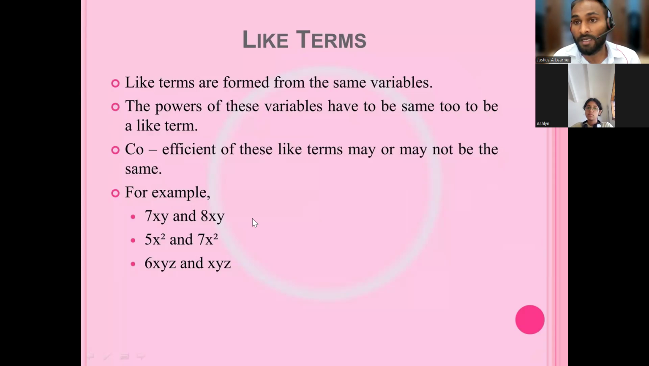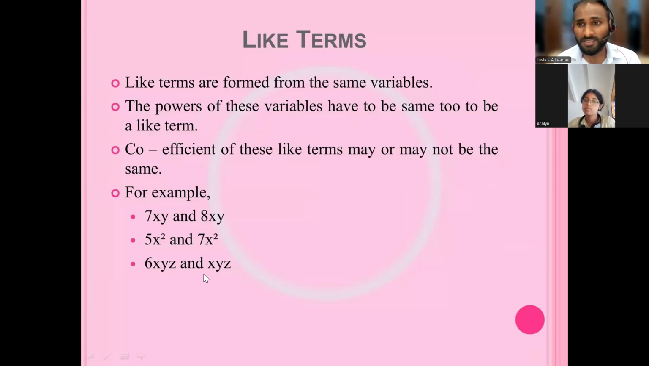So here we can see 7xy and 8xy. These can be taken in mathematical operations, right? So if I say add both of them, what will be the value? 15xy. And the second one? Okay, 12x square. Great. And this one, the last one? 7xyz. Great, great. You've understood this. So these are like terms.